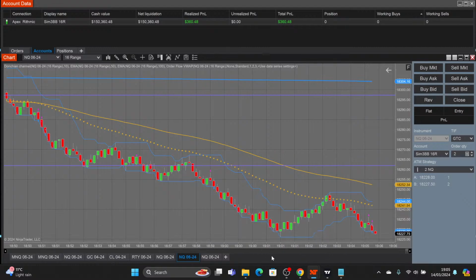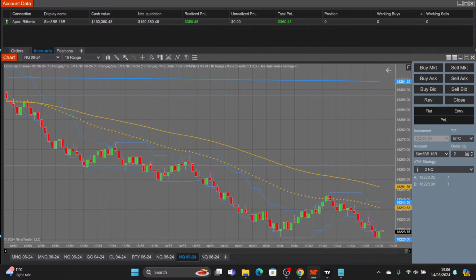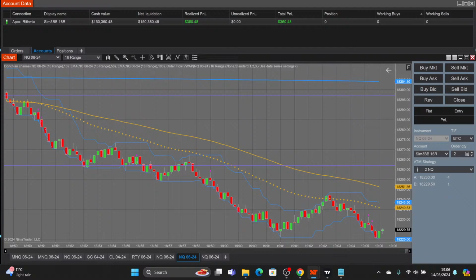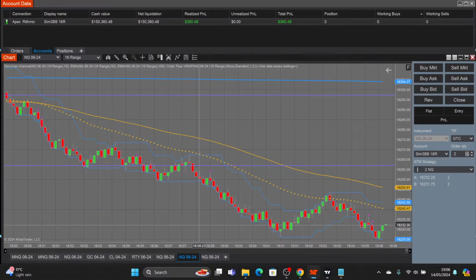Target would have been hit if I'd been more patient for a move through the lows there. Looking for a move through the lows, would have been more patient. Target would have been hit, but it was not to be. Quickly adjusted my stop to break even and let's see.